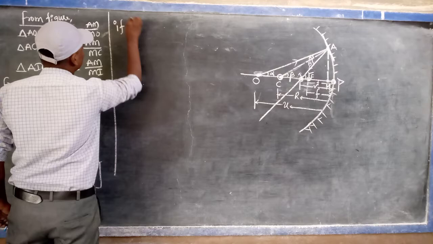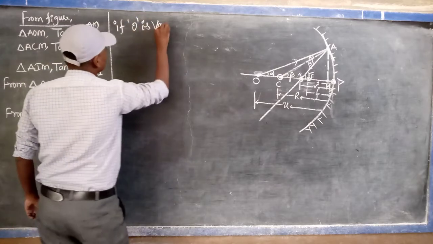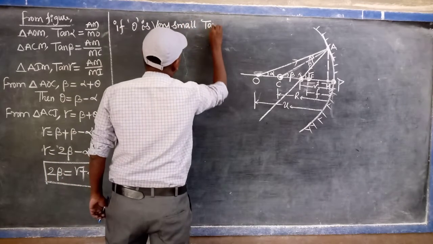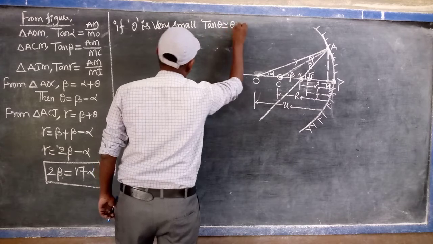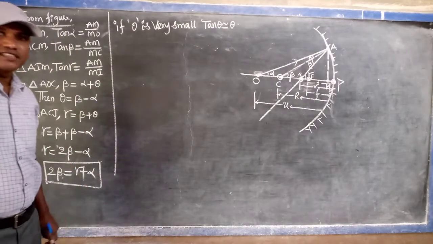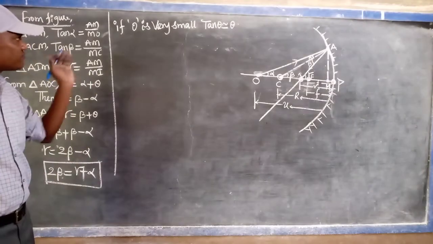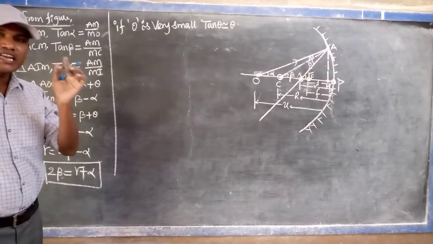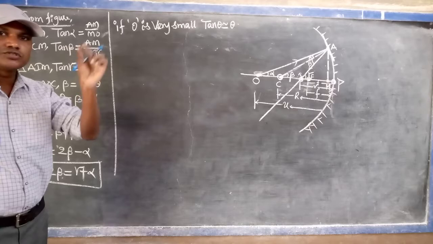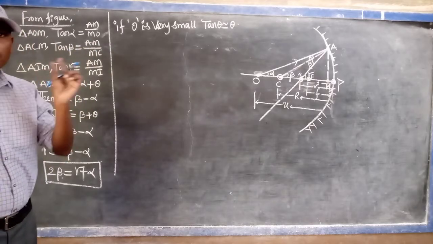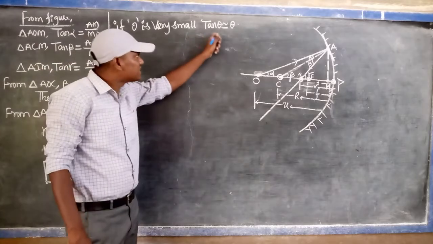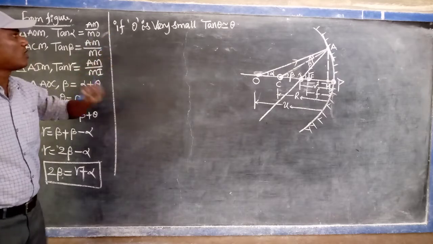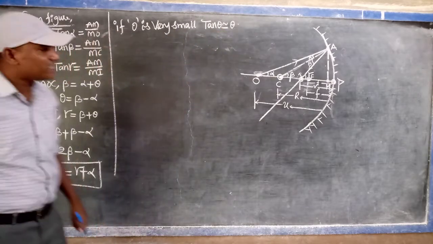Okay. If theta is very small, tan theta is approximately theta. Why we can consider that, I explained in our previous video. If theta is very small, for example, tan 0.1 is nearly equal to 0.10012. So here you understand very clearly that the tan theta value is approximately equal to theta. That's why if theta is very small, tan theta is approximately or nearly equal to theta.